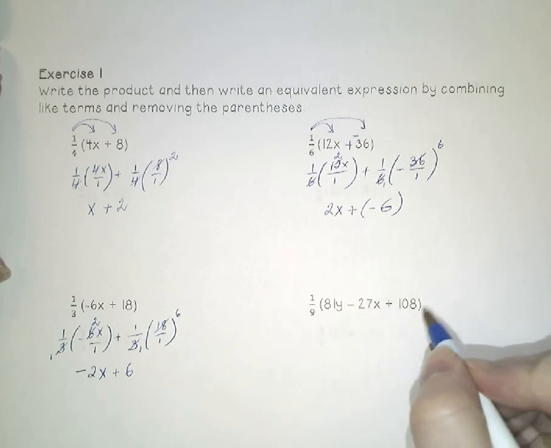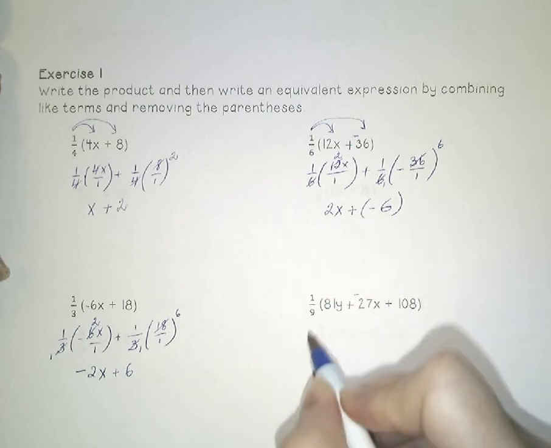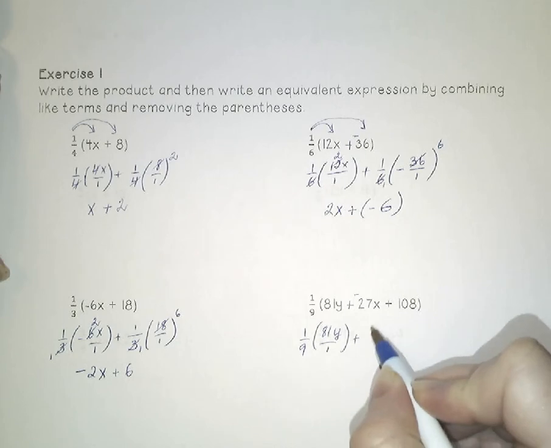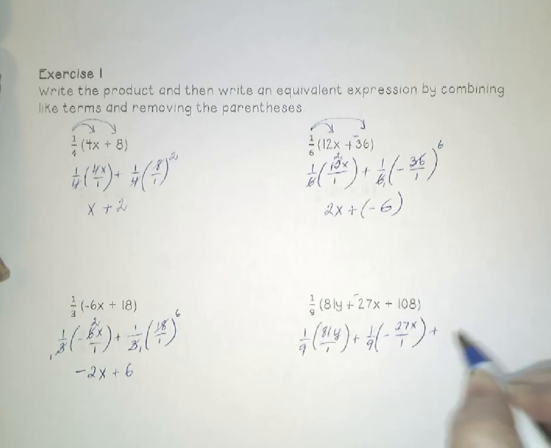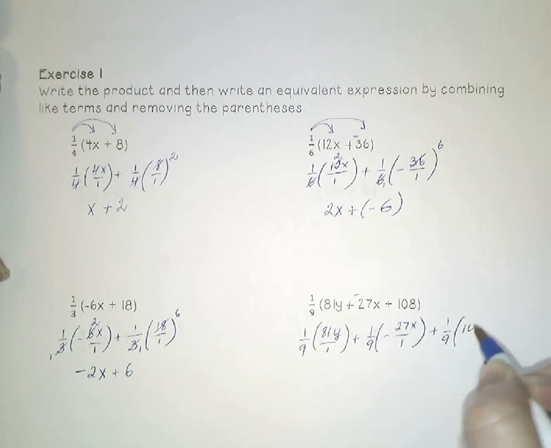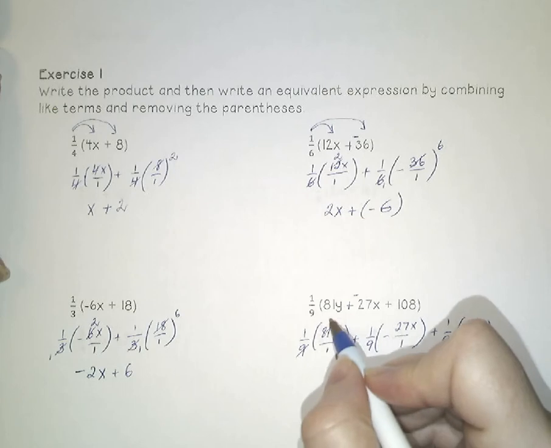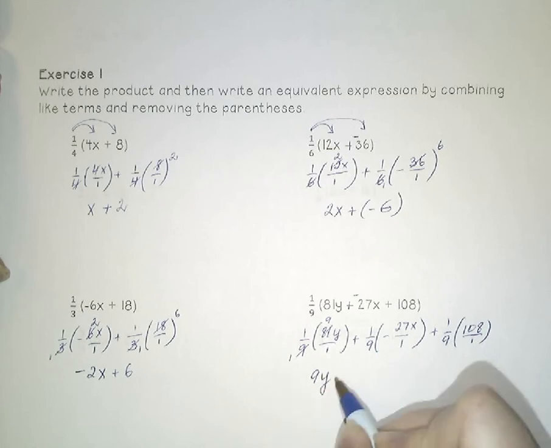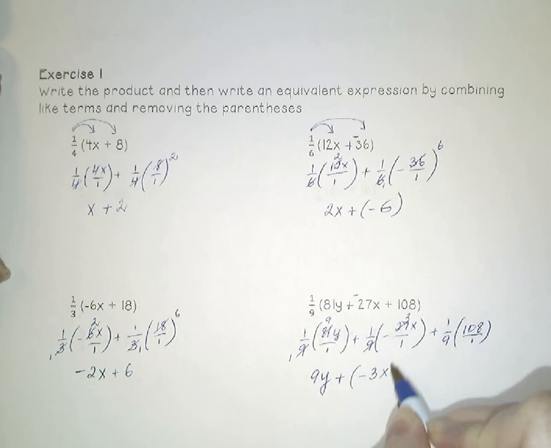Same exact thing here, even though you have 3 terms inside the parentheses, change subtraction into addition of the opposite. 1/9 times 81y over 1 plus 1/9 times negative 27x over 1 plus 1/9 times 108 over 1. 81 and 9 can get simplified by 9. 81 will become 9, 9 will become 1. 1 times 9y is 9y plus 27 and 9 can get simplified. 27 will become 3. So you will get negative 3x.